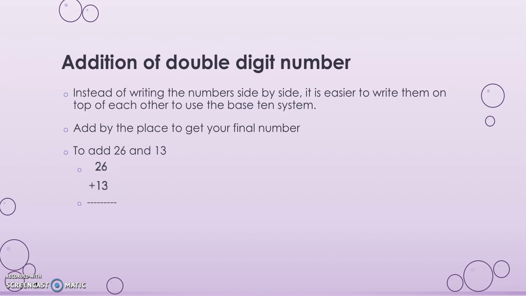So to add 26 and 13, we start with the ones. So 6 plus 3 is 9. And we know that 2 plus 1 is 3. So 3 and 9 makes what? 39. And that's our answer.